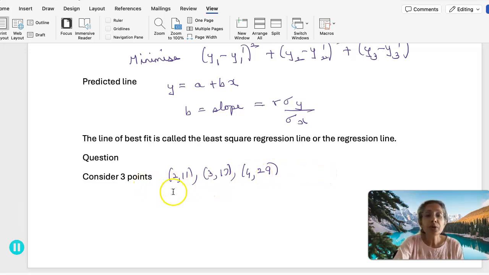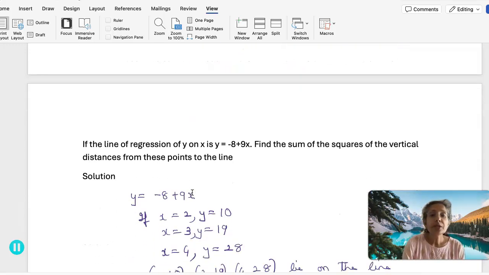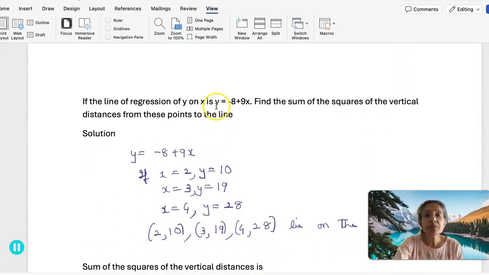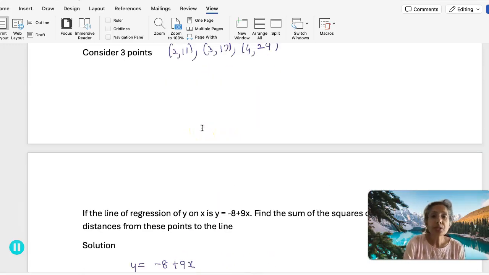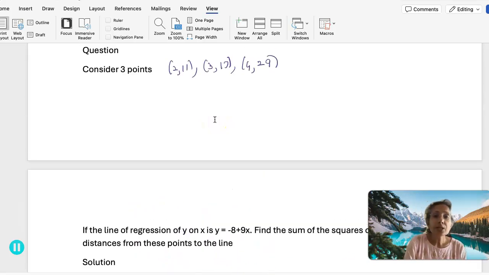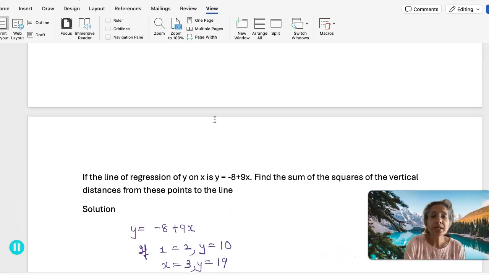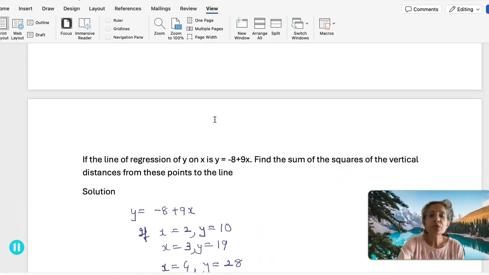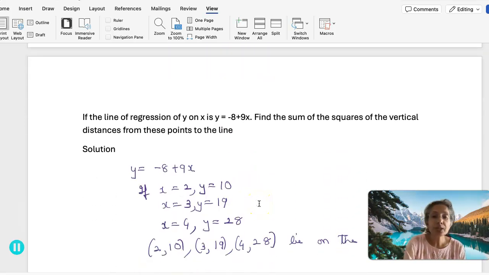So consider 3 points, (2, 11), (3, 17) and (4, 29). If the line of regression of y on x is y = -8 + 9x, find the sum of the squares of the vertical distances from these points to the line. So start with the points. When x is 2, when you substitute here, you get y as 10. When x is 3, you get y as 19. And when x is 4, if you substitute here, you get y as 28.